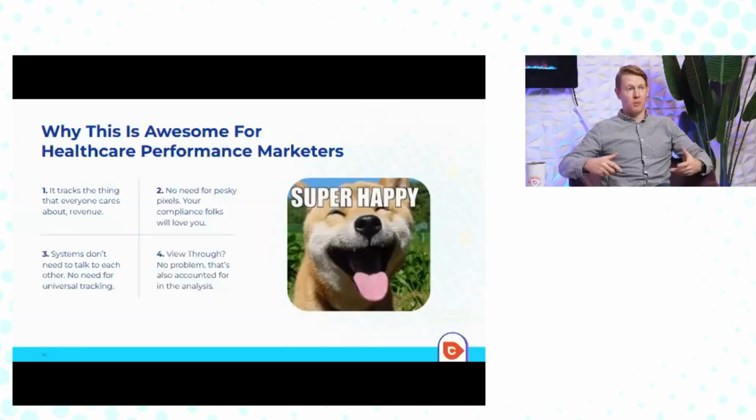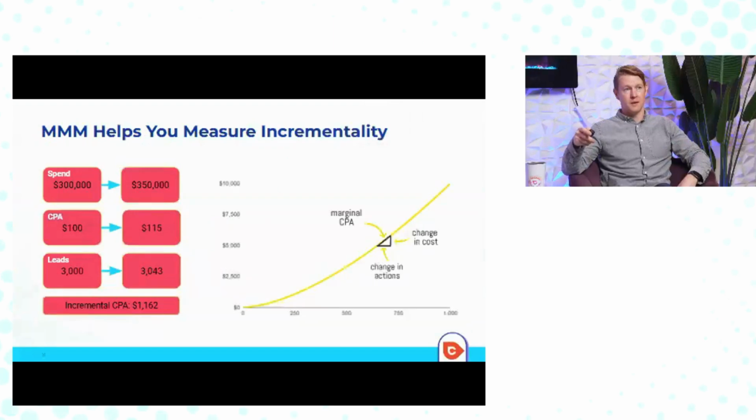View through, again, no problem for the same reason, right? We're not having to track an exposure to an impression, which is so difficult to capture holistically. We just need to understand the correlation: if I suddenly start spending a ton of dollars at the top of the funnel on Meta ads or programmatic video, creating a boatload of awareness about my business or a new service that I offer, do I then see a bump in revenue after I start running those campaigns? So again, it's just correlation.